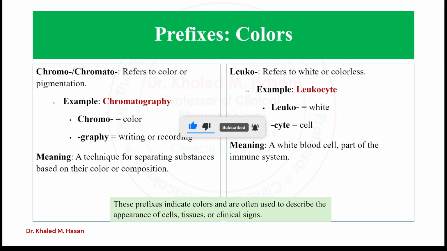Moving to leuco, which refers to white or colorless. Then we have leukocyte. Leuco means white, cyte refers to the cell, meaning white blood cells, part of the immune system. So we have leukocyte.